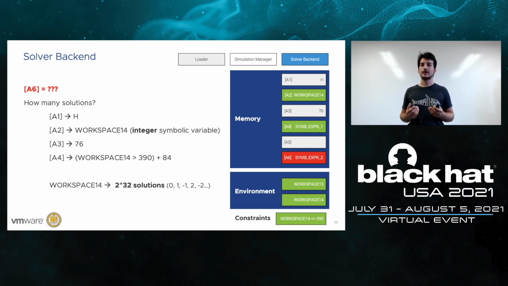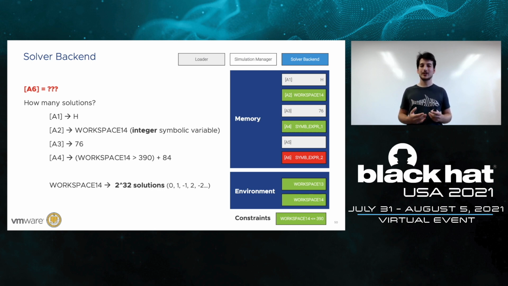In this case, the expression is pretty simple. It will read 4 variables from the memory, 4 cells, and 2 of them are concrete, cell A1 and A3, and those only have one solution, while 2 of them, A2 and A4, are symbolic, and both depend on the symbolic variable workspace 14. Workspace 14 is an integer symbolic variable, so it will have 2 to the power of 32 solutions, and you can imagine how this is not what we want to do.